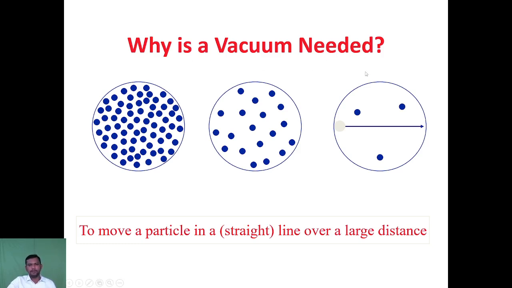A vacuum is needed to move a particle in a straight line over a large distance. Because of achieving vacuum, the particles are uniformly deposited and uniformly moved in a straight line over a large distance. So that is why we need vacuum.